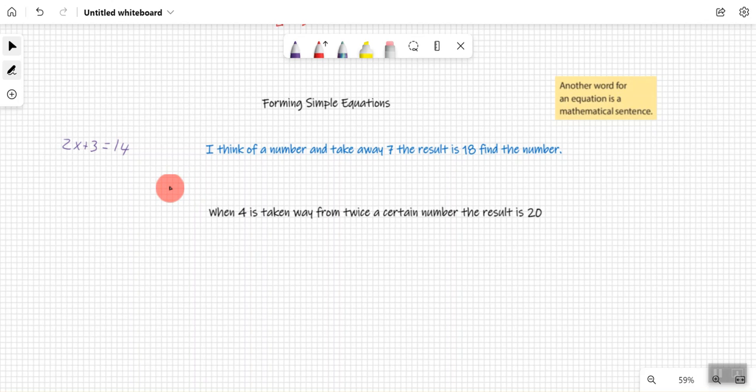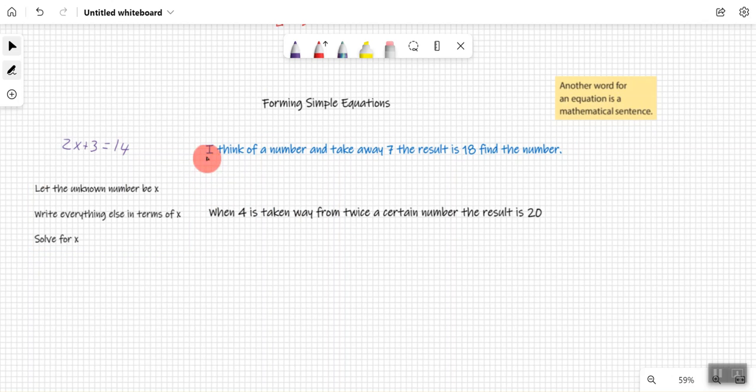So if we read it, I think of a number and take away 7. The result is 18. So find the number. In order to figure out what the number is, you let the unknown number be equal to x. And then you can write everything in terms of x and then solve for x. So this is what we're doing: let the unknown number be x, write everything else in terms of x, and then solve for x.